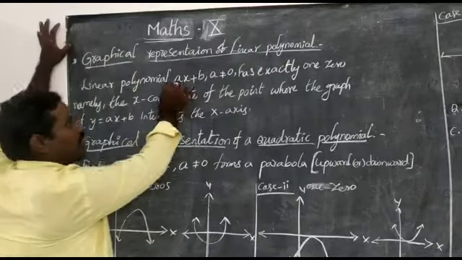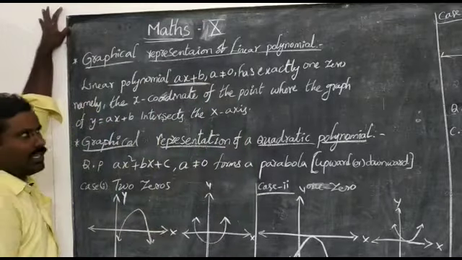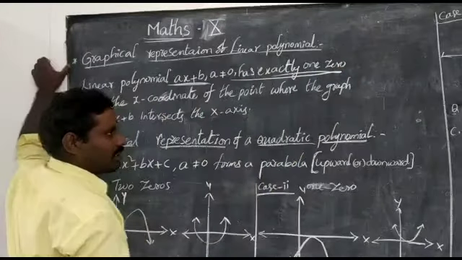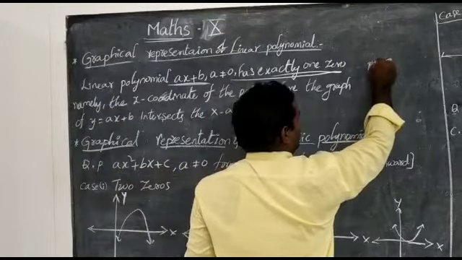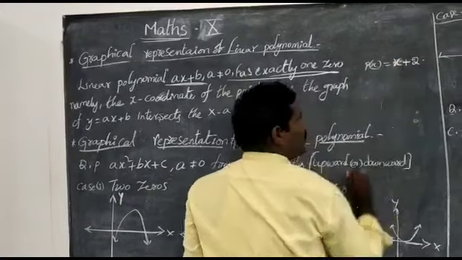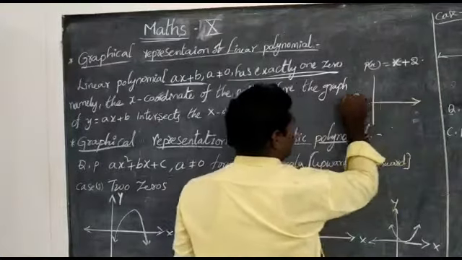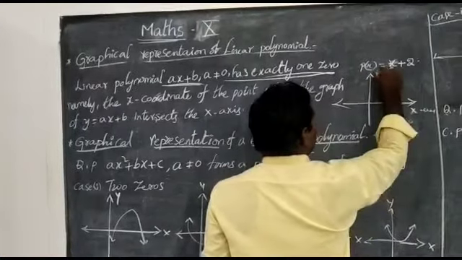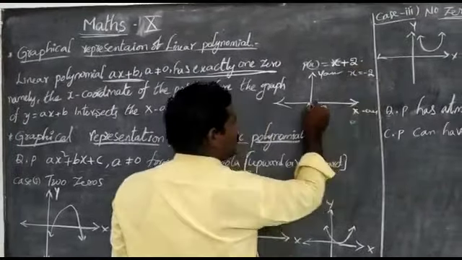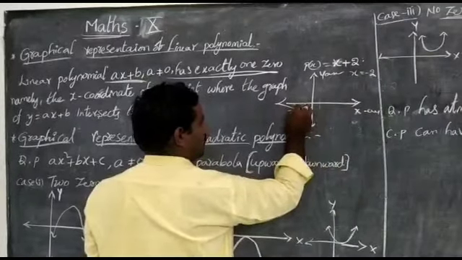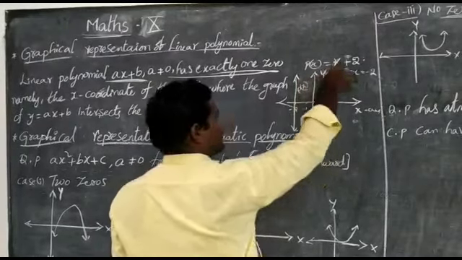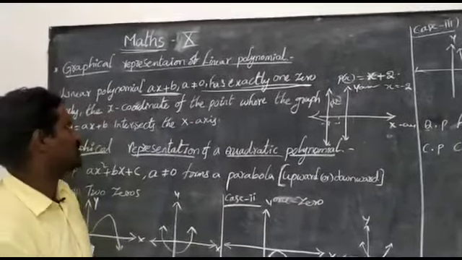What is the linear polynomial? I am taking a polynomial ax plus b, where a is not equal to 0, which has exactly one zero. That means if you take a polynomial p(x) equal to x plus 2, the graph representation is like this. It is the x-axis and it is the y-axis. Now x plus 2, that means x equal to minus 2, x equal to minus 1 and so on. Here we can draw a line.